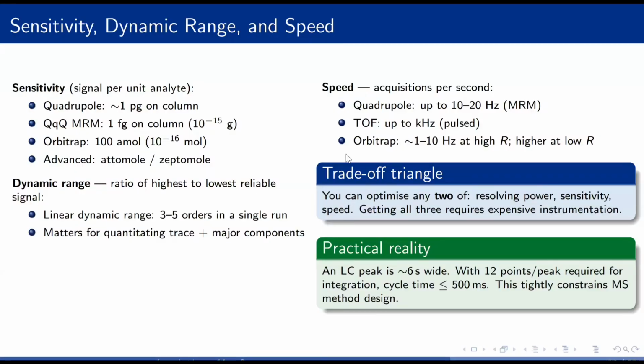Three more metrics complete the essential spec sheet for any mass spectrometer: sensitivity, dynamic range, and speed. Sensitivity is signal per unit analyte. The best way to think about this is the amount of analyte on column in a chromatographic run that gives a signal-to-noise ratio of 3, the classic detection limit.